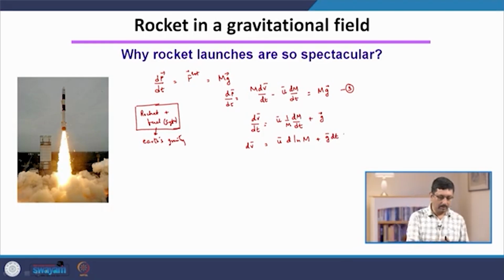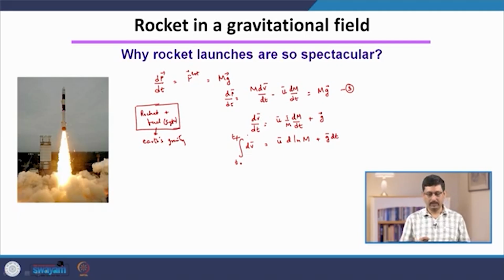So, we are now focusing on the beginning few seconds where the rocket is still close to the ground. So, you are going to assume that g is constant. This is again a simplification.